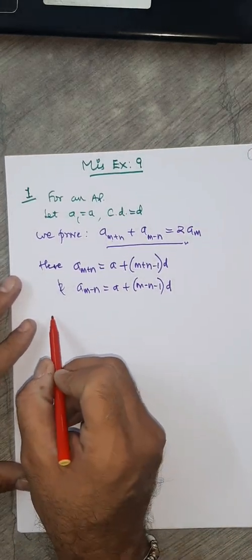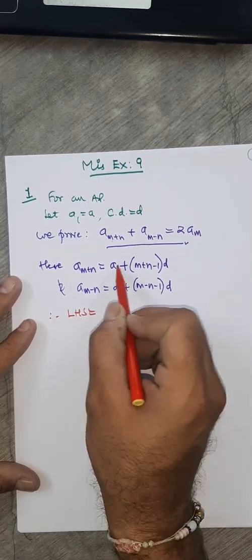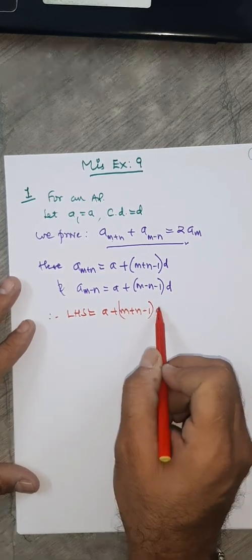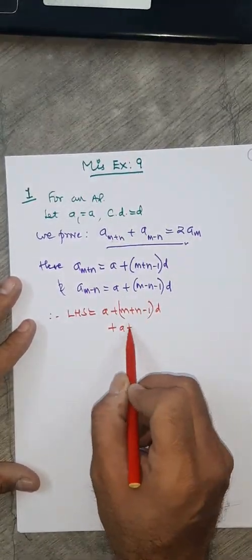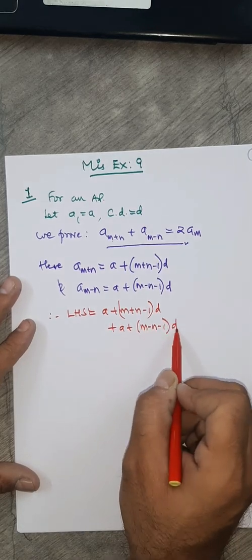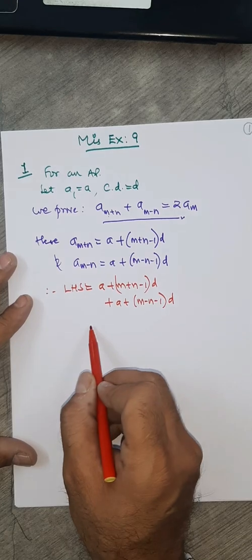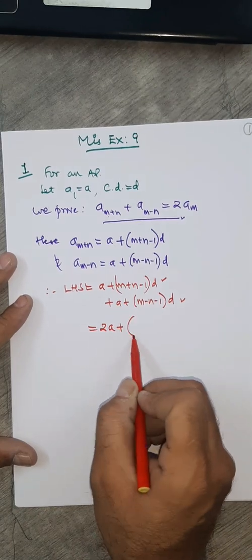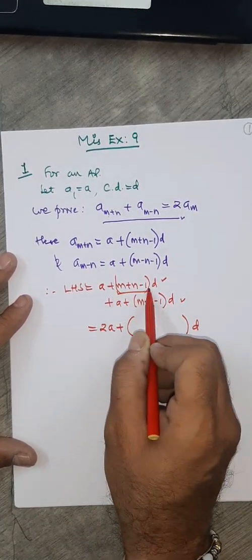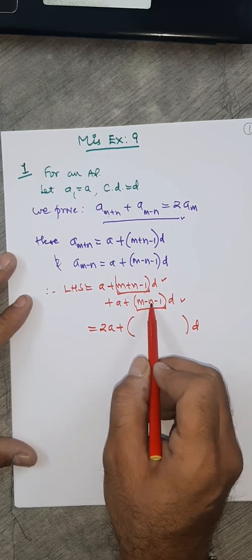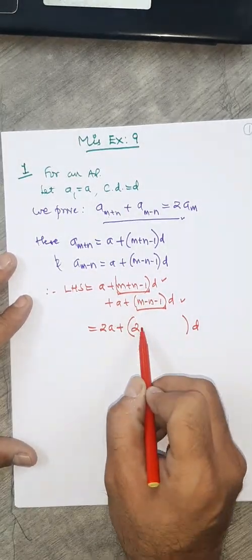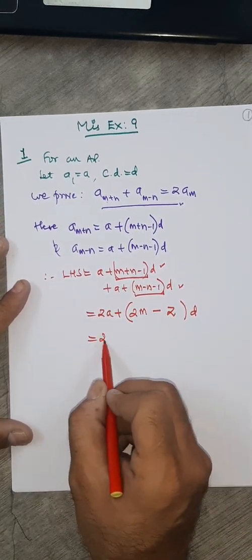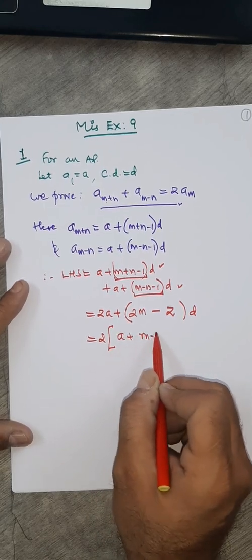Now we'll just add these two. Therefore the left hand side expression, adding these two, is a plus (m plus n minus 1) into d plus a plus (m minus n minus 1) into d. This gives us 2a plus, taking d common, this plus this. So n will get cancelled. What will we get here? m plus m is 2m, minus 1 minus 1, that is minus 2. You can take 2 common. So what will we get? 2 into (a plus (m minus 1) into d).